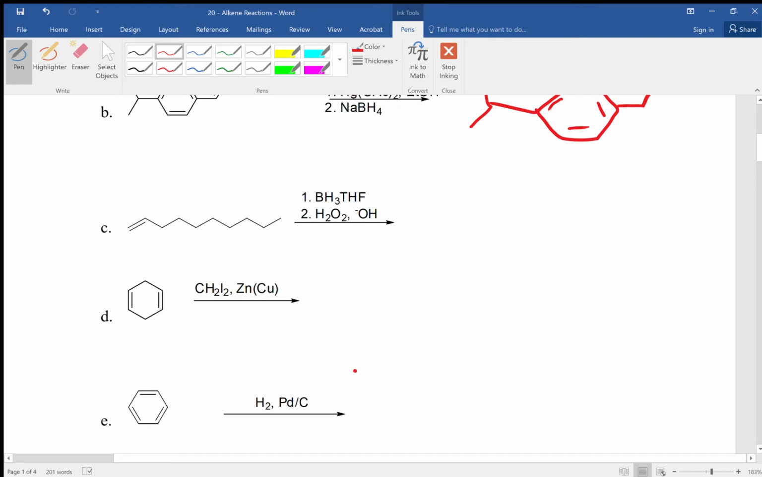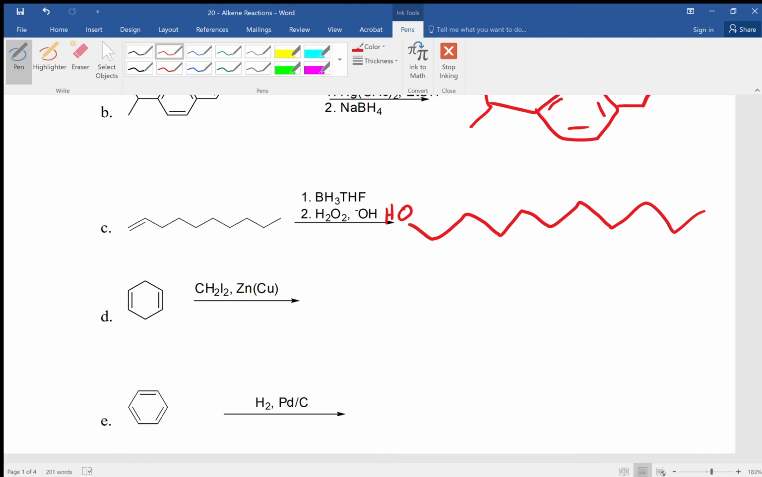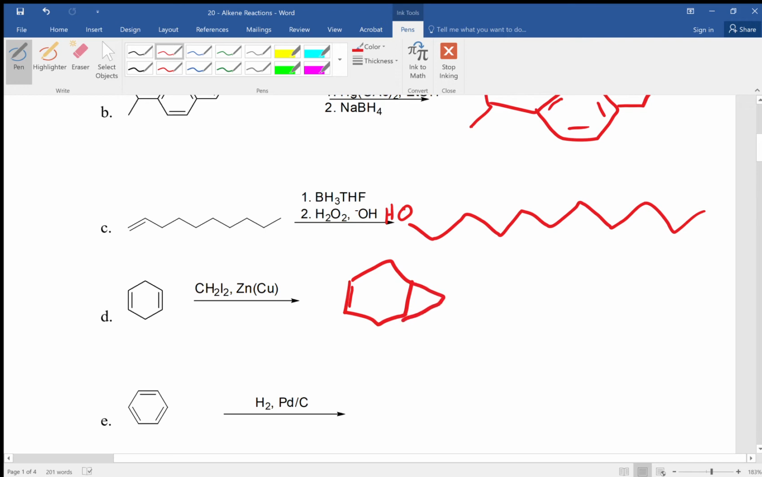Part C is our hydroboration reaction. That gives us an alcohol also, but unlike the oxymercuration, it is an anti-Markovnikov process and gives us the alcohol on the less substituted carbon. Part D is the Simmons-Smith reaction. That forms a cyclopropane ring from one of the alkenes.